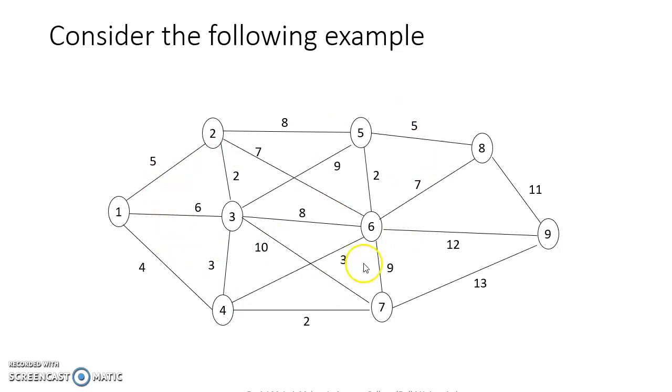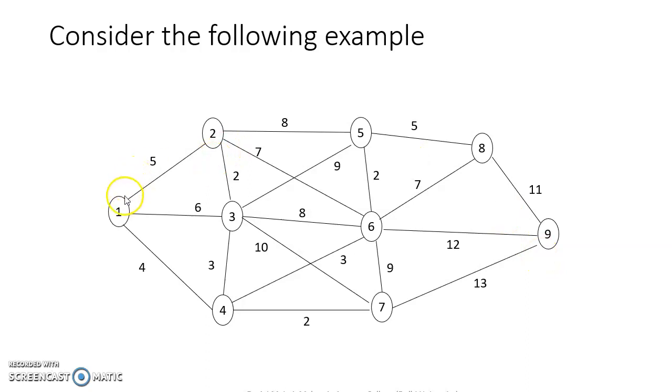Let us take this example. This is an example of a network consisting of 9 nodes. The numbers over here are the distances between the nodes. Now we can also assume these 9 vertices to be 9 different locations, and we have the task of laying the water pipelines to connect all these vertices.